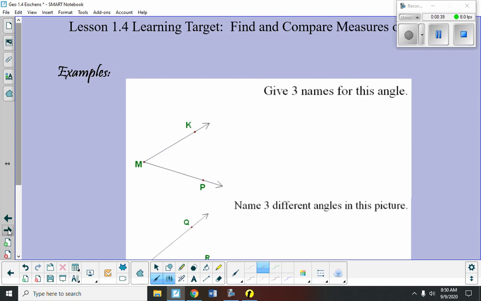So in this first example, it says give three names for the angle. Well, this is just a single angle, so you could say angle M. Or you can use the three letters. Starting here from K, it goes to the vertex to P. So angle KMP. Or you could start at P and go the other direction, angle PMK.